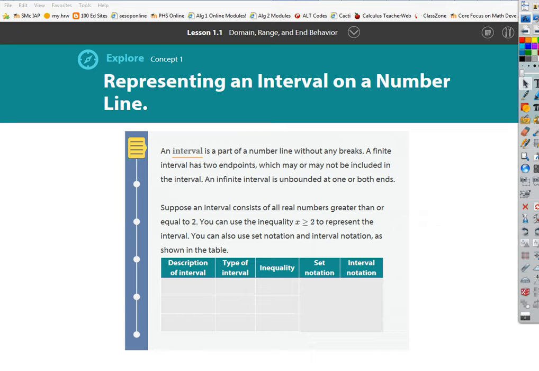Say it again. Like look at something that's greater than 2. Okay, good. So it's either got no boundaries or only one boundary. So it's unbounded on at least one end, right? And then a finite interval, by contrast, has boundaries on both ends. Okay, good. So if an interval consists of all real numbers greater than or equal to 2, then we know what that looks like.